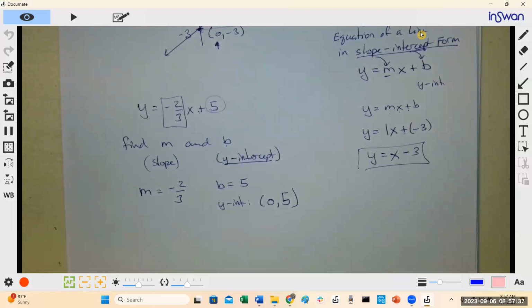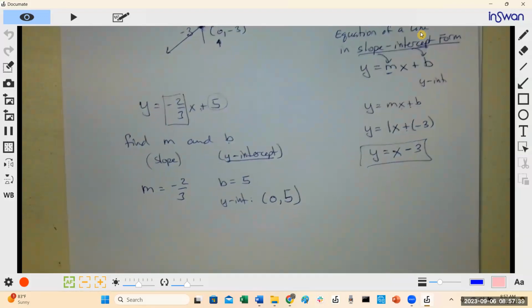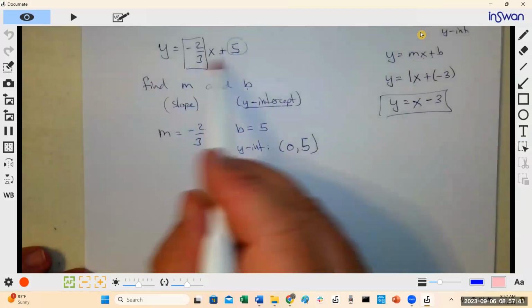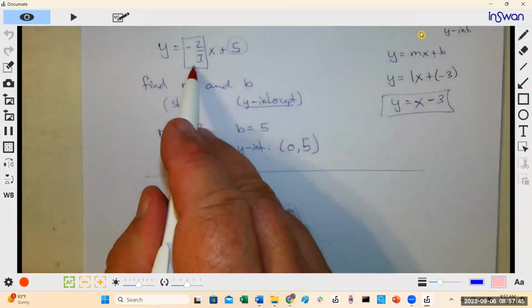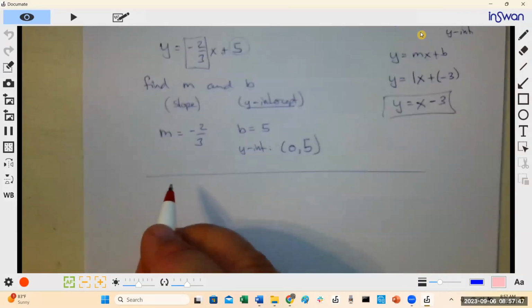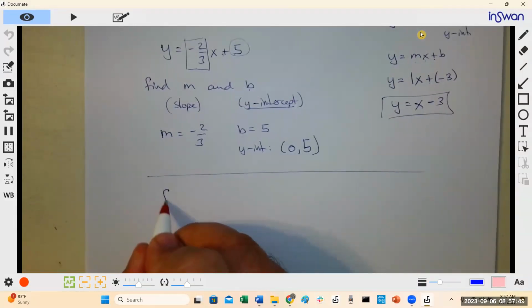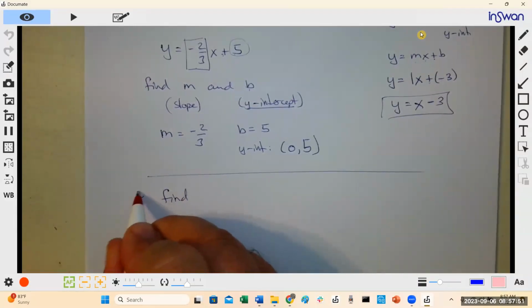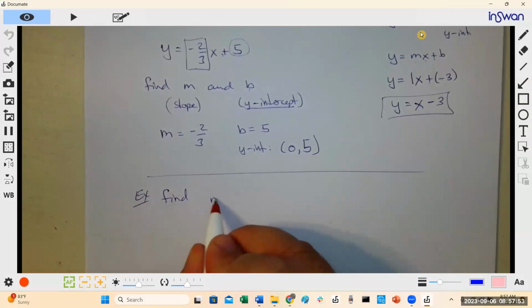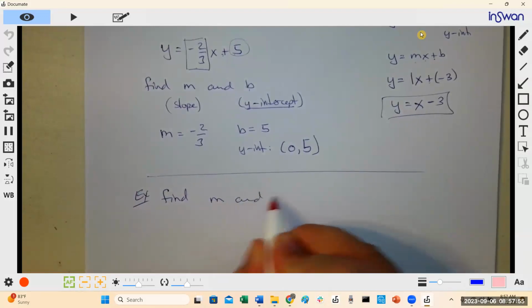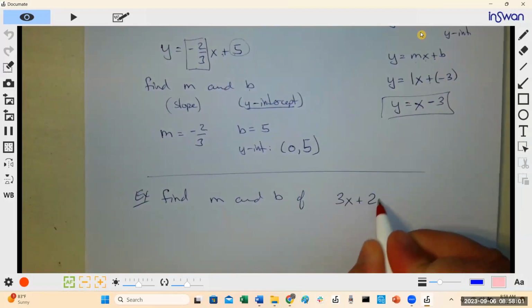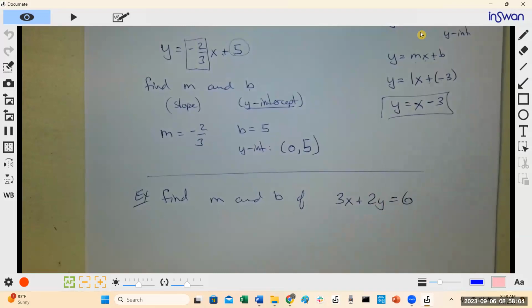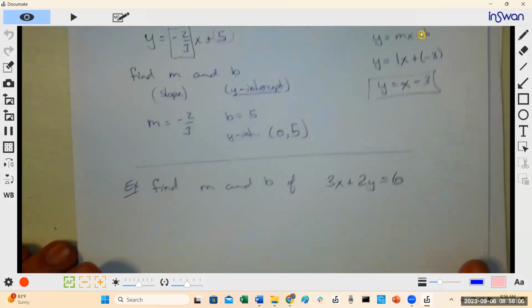All right, so once you have the equation in that form, then just find whatever's in front of the x, and whatever the constant is. There's another example. Find m and b of this equation. Sorry.